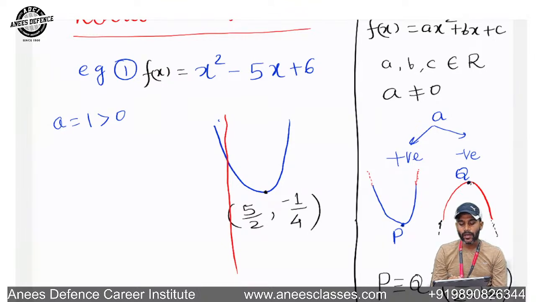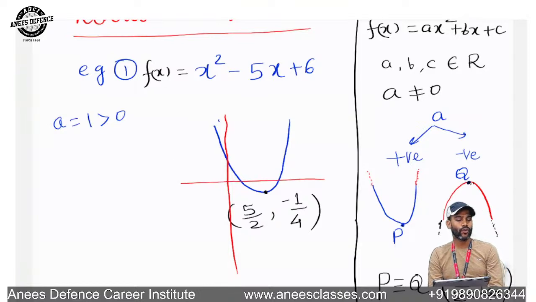And the x axis would be somewhere. I hope you got it. Why? Because this is the fourth quadrant, 5 by 2 comma minus 1 by 4, where y is negative and x is positive. Can you just tell me what these 2 points would be?